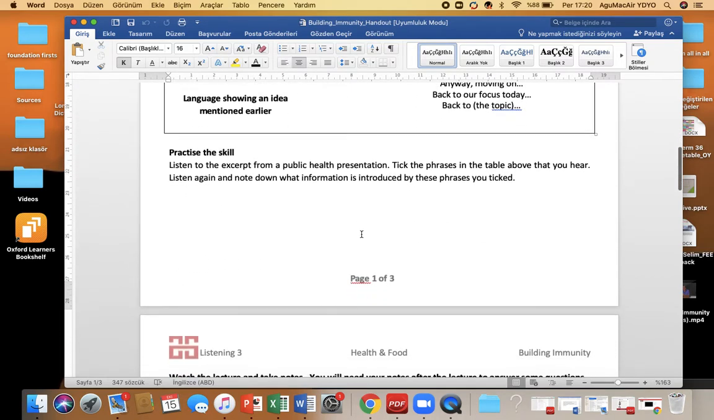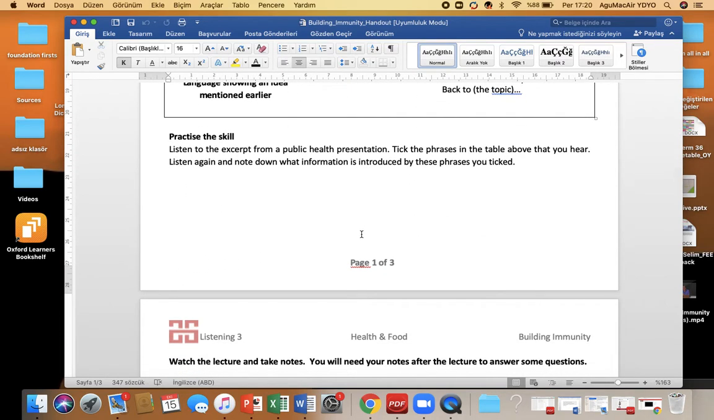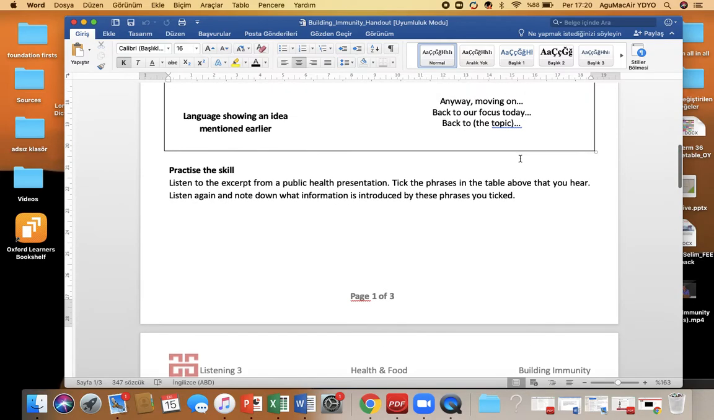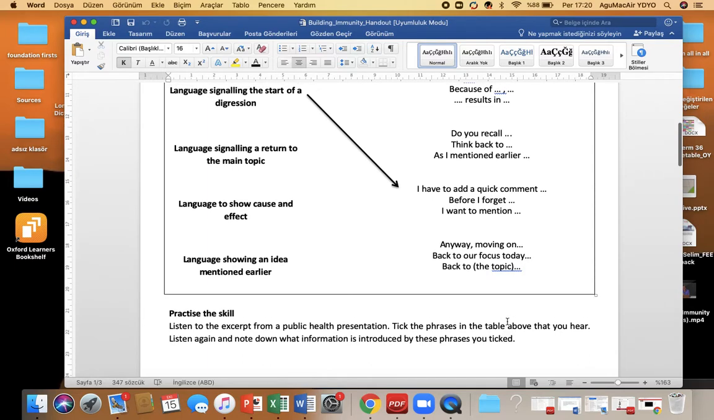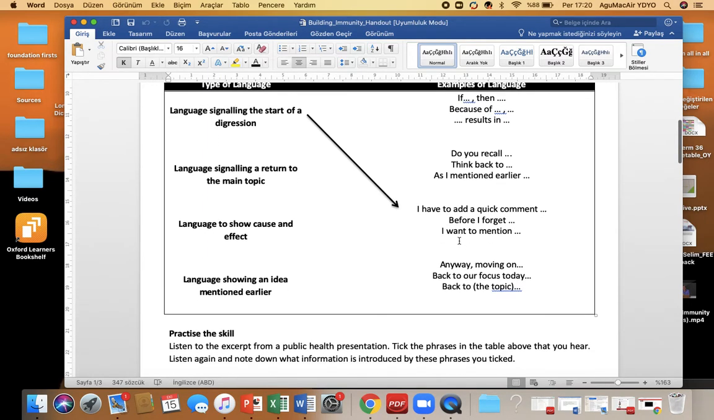And the first one is skill focus one. Listen to the excerpt from a public health presentation. Take the phrases in the table above that you hear. Listen again and note down what information is introduced by these phrases you take. So you're going to listen to the skill focus audio twice. First for taking the phrases in the table above that you hear. So while listening to this audio, which phrases have you heard, right?